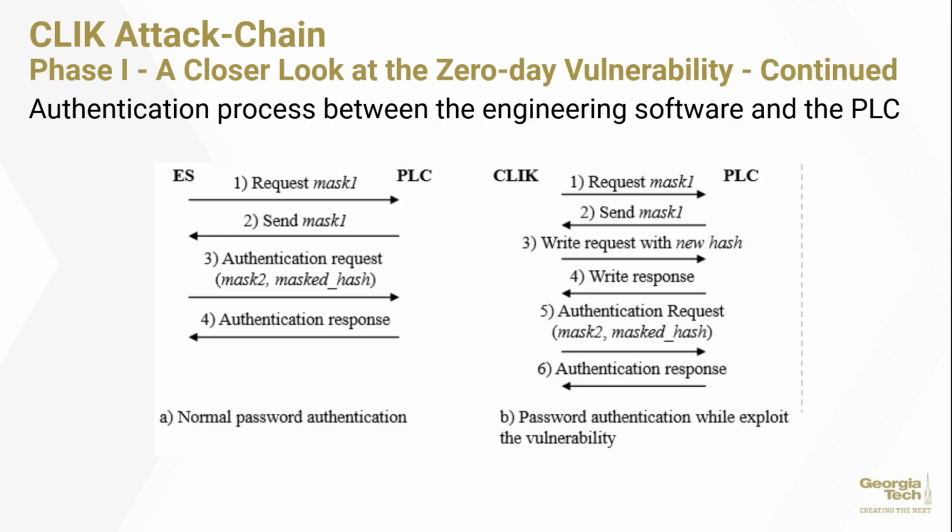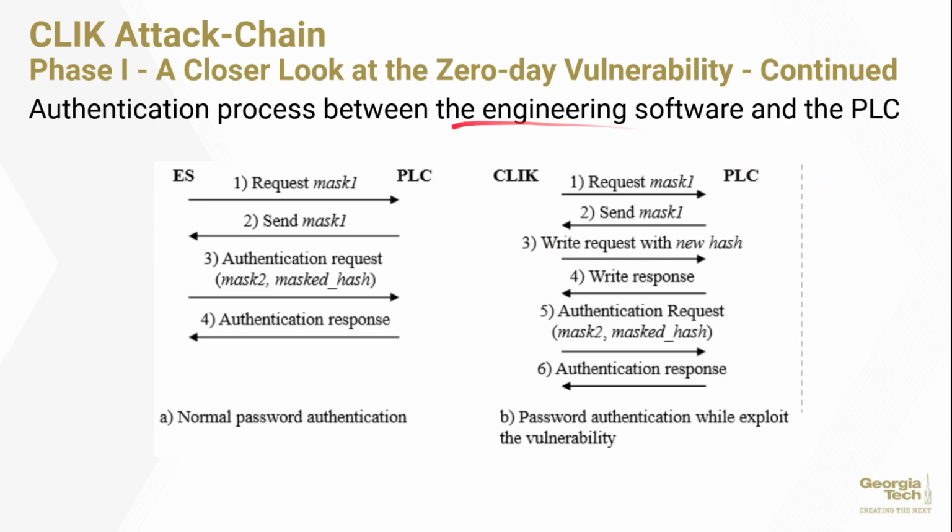So just a brief overview, let's look at the authentication process between engineering software and a PLC. On the left, we see that engineering software is going to send a request to the PLC. This mask is going to be sent back. It's going to be masked again with this authentication request, including the masked hash password sent to the PLC. Essentially what's happening is, as long as the password that the engineering software sends matches the one that's hashed inside the PLC, it's going to be granted authentication through this response.